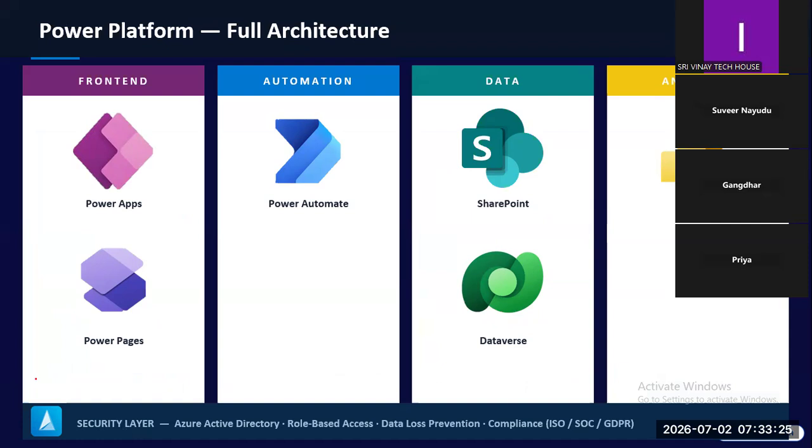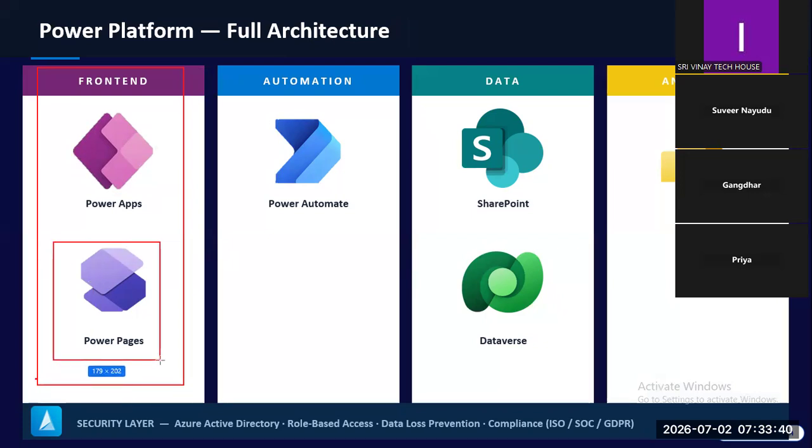Coming to Power Platform full architecture. This is not basic, this is the full architecture actually. In the front end, we will create Power Apps and Power Pages where users will interact and open the site. We can create a site using these front end tools, Power Apps and Power Pages.